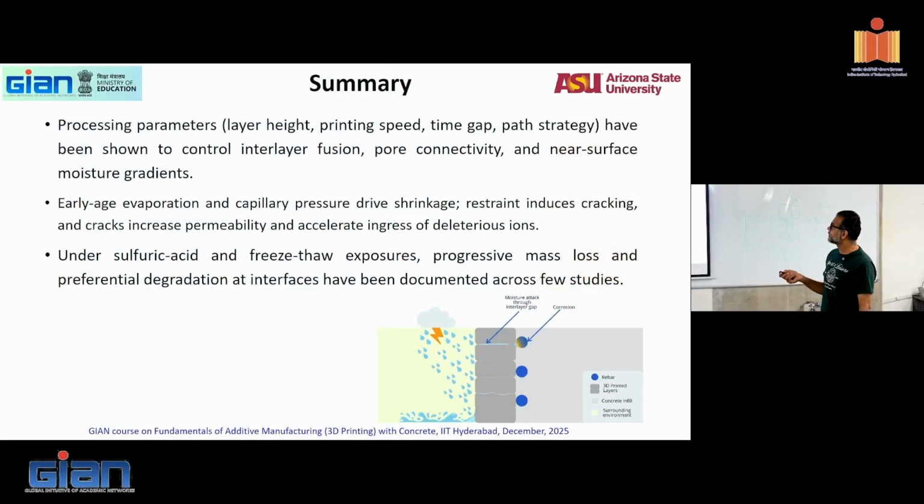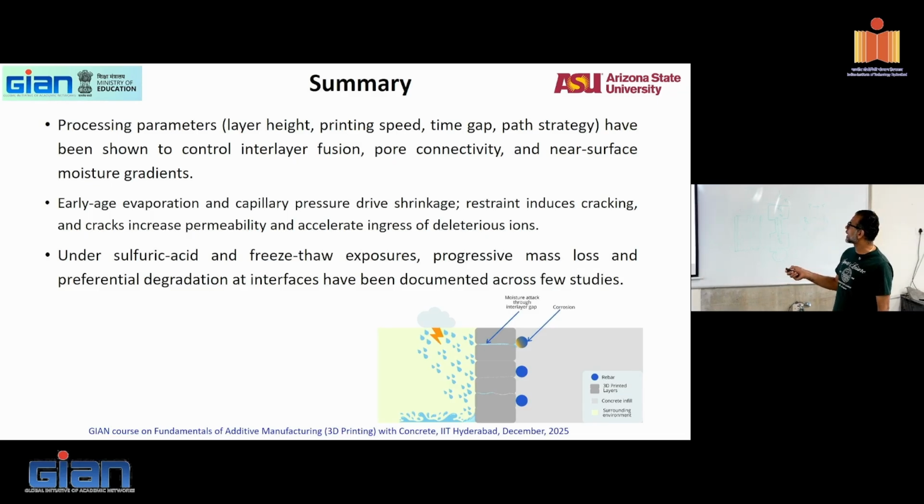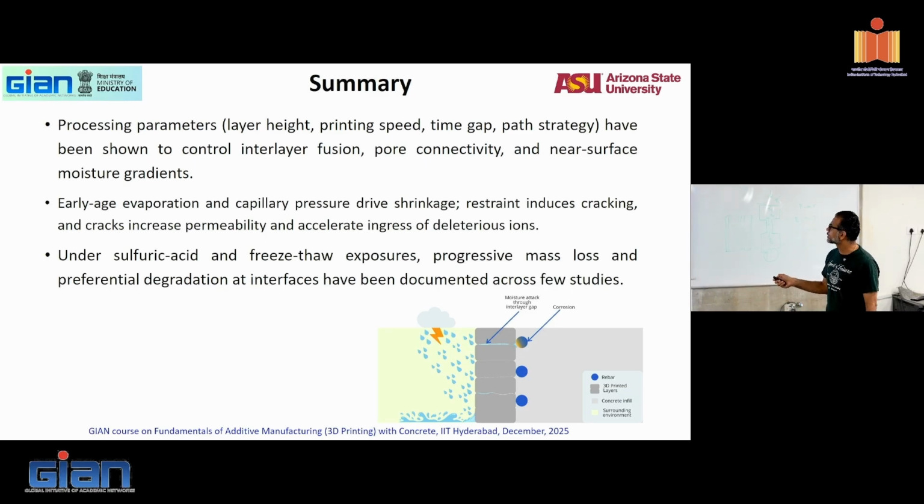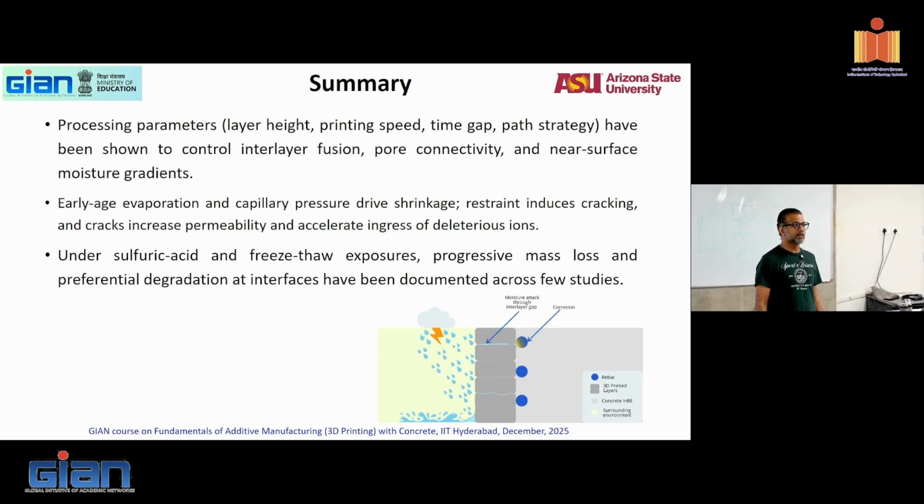So eventually, layer height, printing speed, and path strategy all have influence on interlayer compaction, pore connectivity, and moisture gradients. Early age evaporation, capillary pressure driven shrinkage, restraint induced cracking: cracks increase permeability, and permeability increases the ingress of deleterious ions. If you have steel, those ions cause corrosion. That makes it crack more. The cycle continues until the damage is complete. So this is a very, very quick summary on durability.